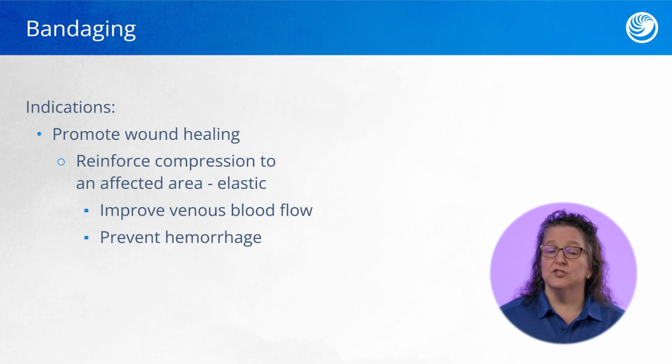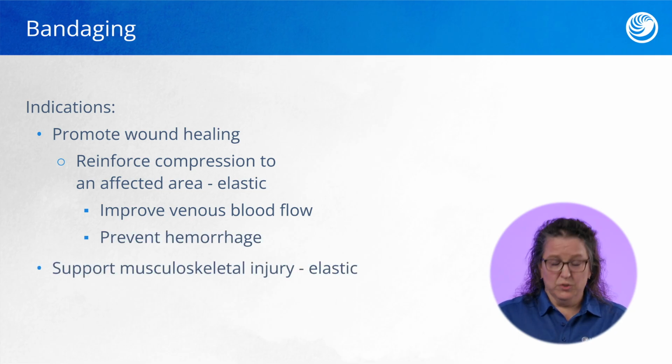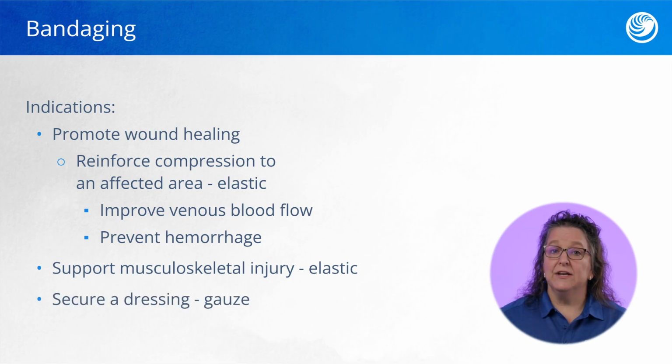An elastic bandage can also be used to support a musculoskeletal injury, like if you have a sprained ankle, and a gauze bandage can secure a dressing in place. It supports the dressing, protects the wound, and also allows for air circulation.